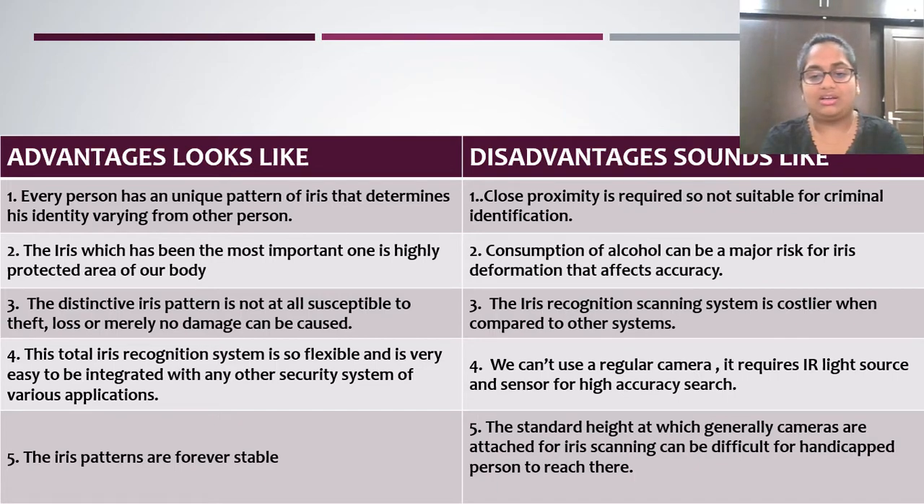Second, the consumption of alcohol can be a major risk for deformation, and that can affect the accuracy of the iris recognition system. Third, the iris recognition scanning system is very costly to implement in various normal organizations. And the fourth one is that we can't use a regular camera for iris recognition, because it has to implement illumination for observing the dilation of the human iris, which requires an IR light source, and that demands a sensor for very high accuracy search.